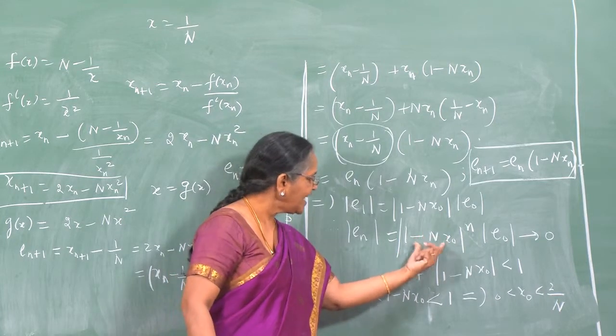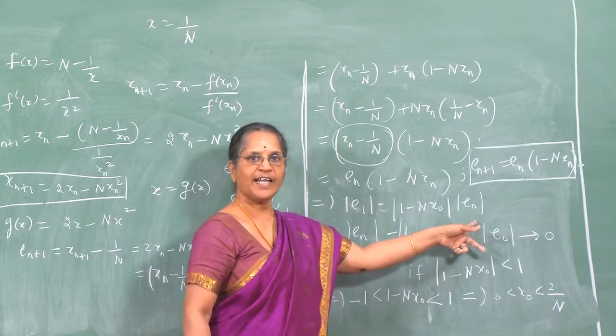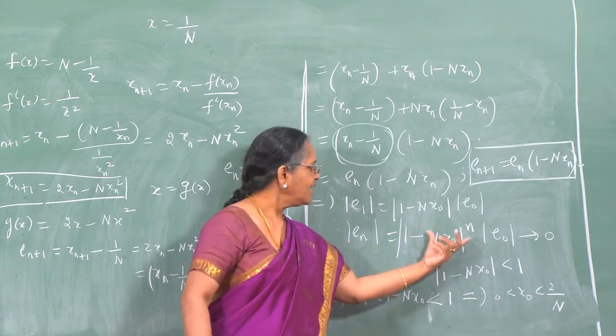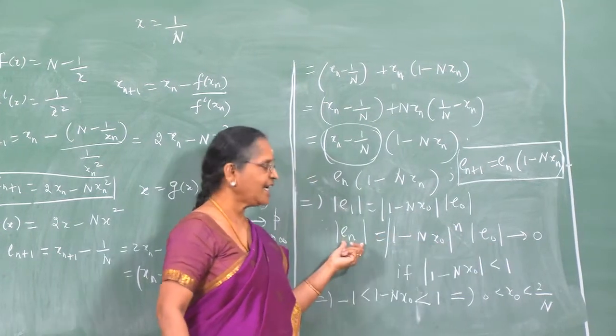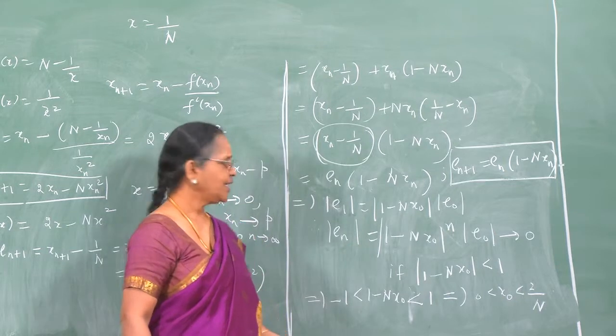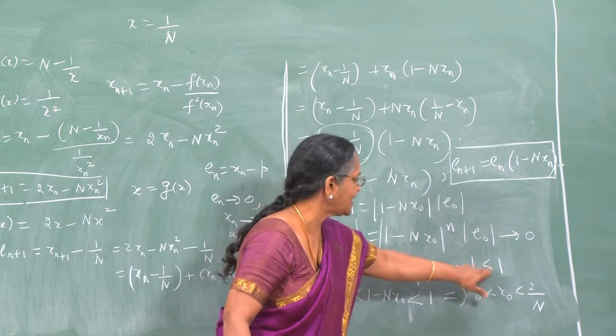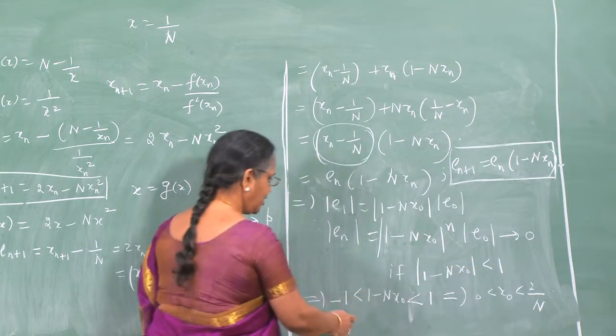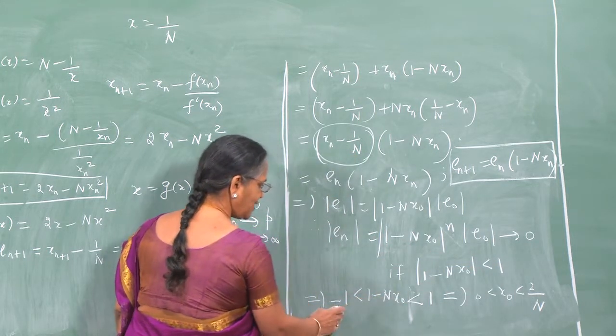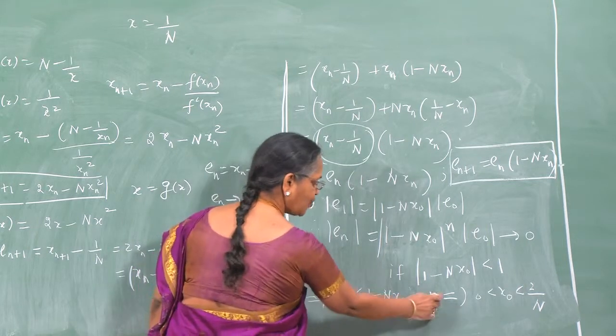So, a quantity less than 1 is raised to the power of n. So, as n tends to infinity, this will go to 0. So, the error at the end step will go to 0. So, that requires that mod 1 minus n x naught is less than 1. What does that mean? It means 1 minus n x naught lies between minus 1 and plus 1.